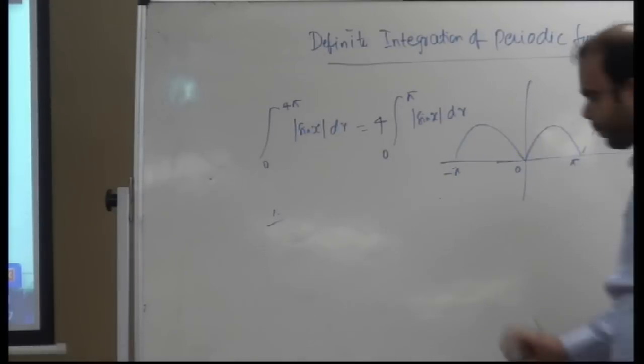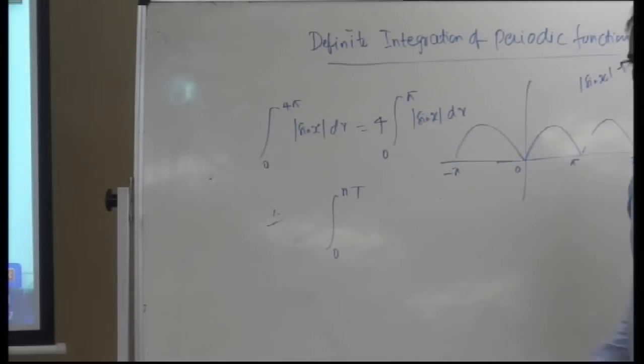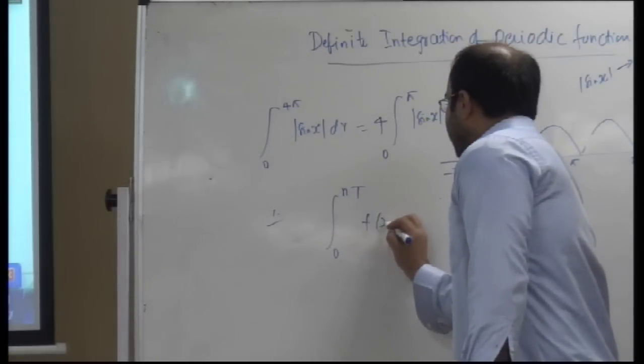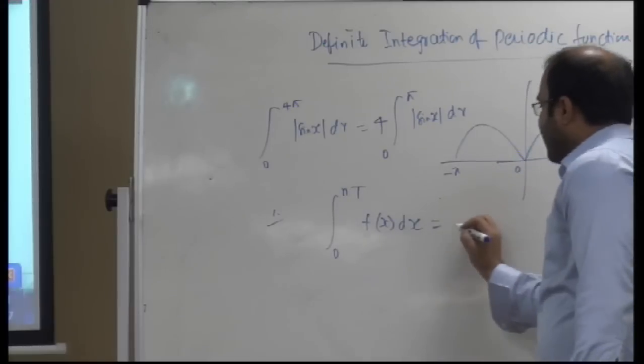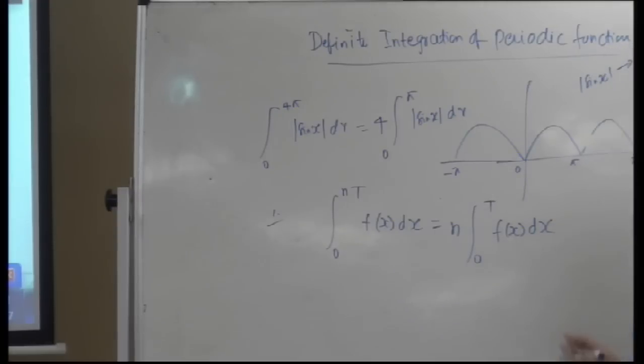First result is, if it is from 0 to nT, where n is an integer and T is the fundamental period of the function, the integral of f(x) dx. So can we say this is n times the integral from 0 to T of f(x) dx, because T is the fundamental period of f(x) and n is an integer, negative or positive, whatever it is. So in that case we can always write it like this.